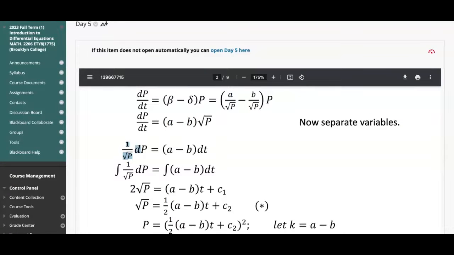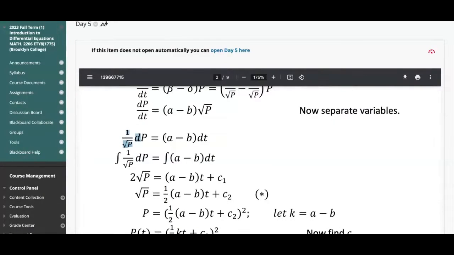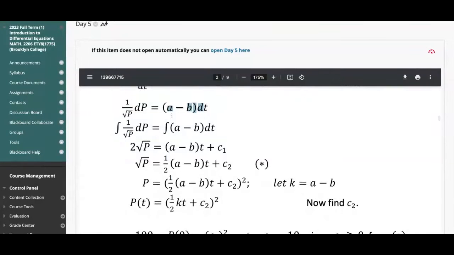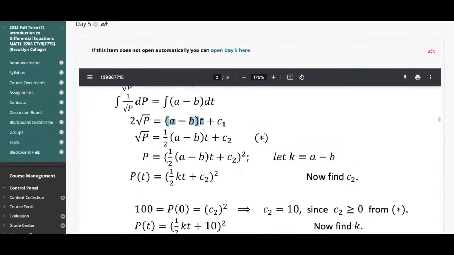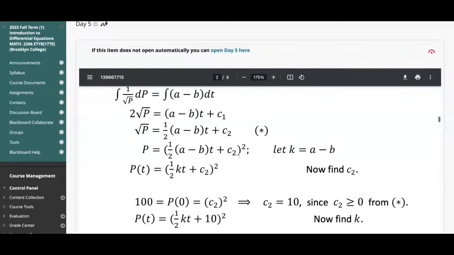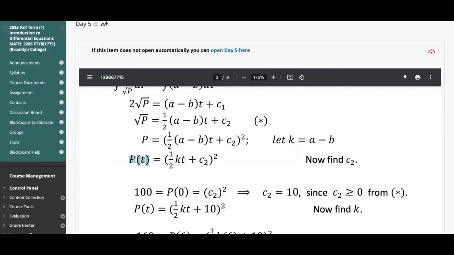Then we can separate the equation, use the separable method. All these are just constants. So we integrate on both sides simultaneously. On the left-hand side, we get 2 square root of P. The right-hand side, we just get (A minus B) times t plus a constant. So we divide by 2 on both sides. We square both sides. We get a quadratic function. So the population function is just a quadratic function.